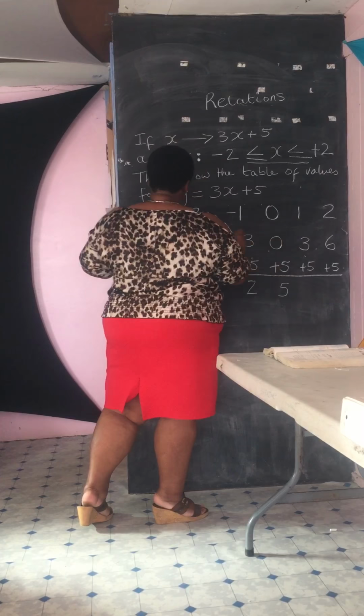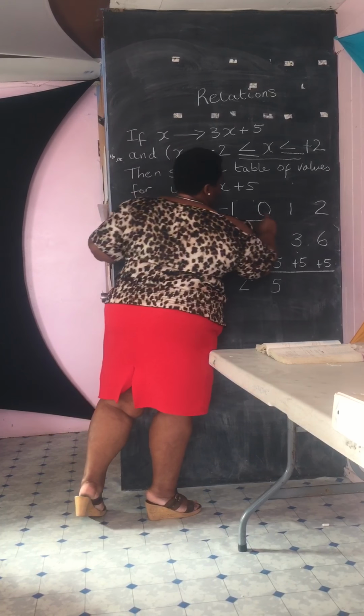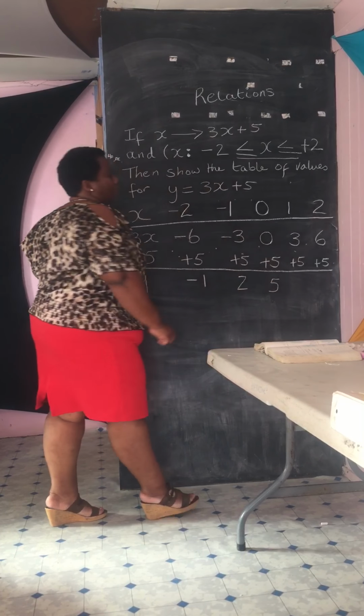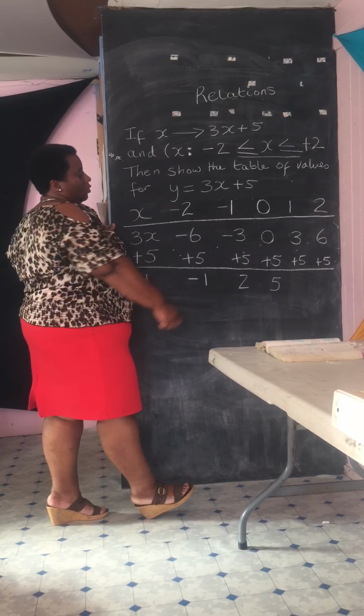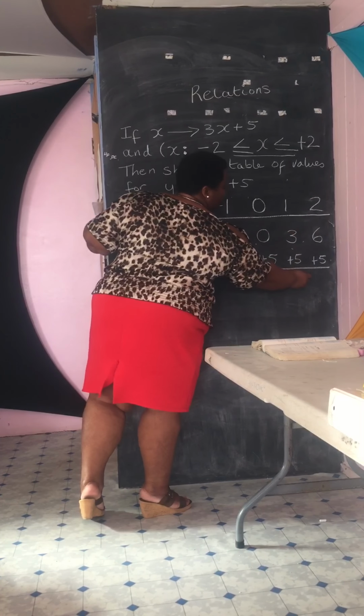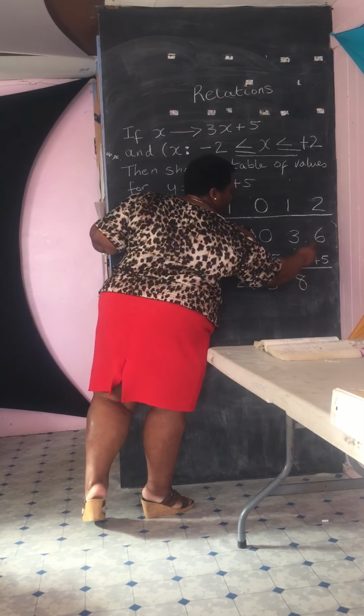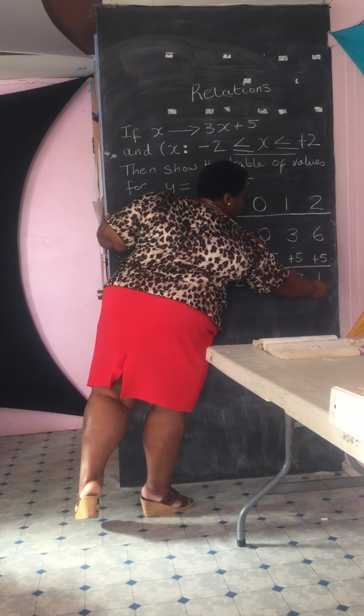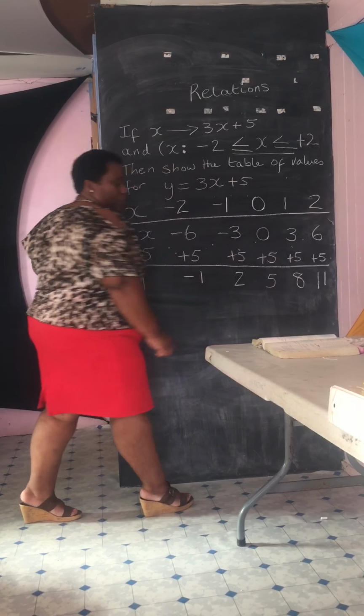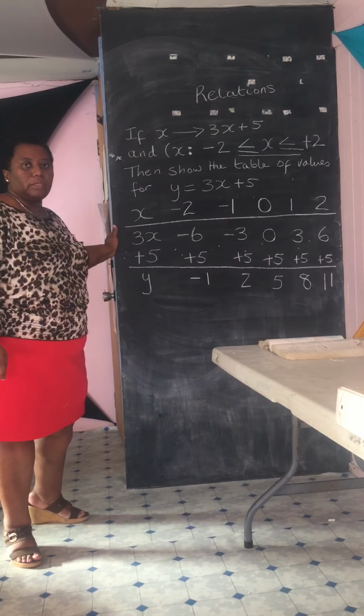Here you have 3 plus 5. Let me draw a line here so that I'm not including this in my solution. So here we have 3 plus 5. The answer there is 8. And here we have 6 plus 5. The answer there is 11. So that is your solution to this question.